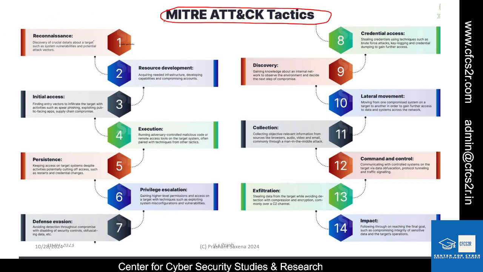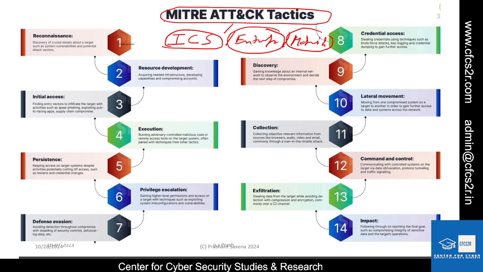The beauty of the MITRE ATT&CK framework is that it is created for ICS, for the enterprise, and also for mobile. So broadly, these three areas are the ones for which the framework has been developed. ICS means industrial control systems. Then we have an enterprise matrix, and then we have a mobile matrix.